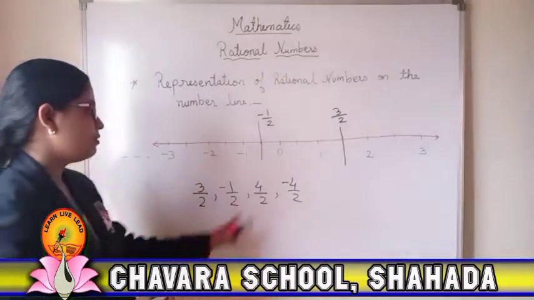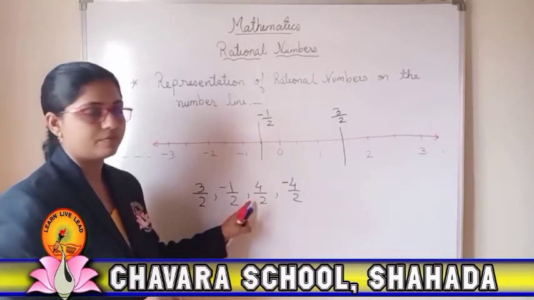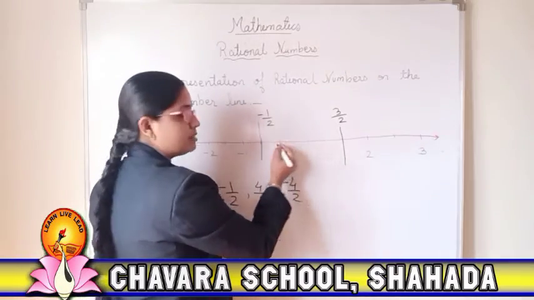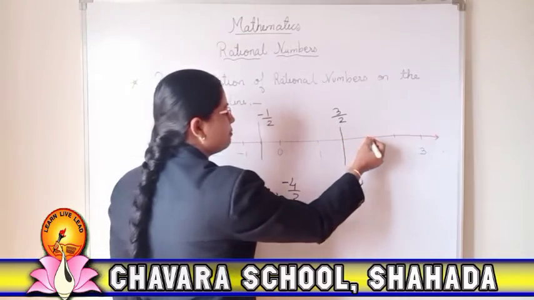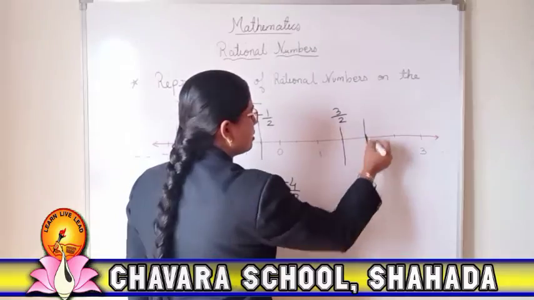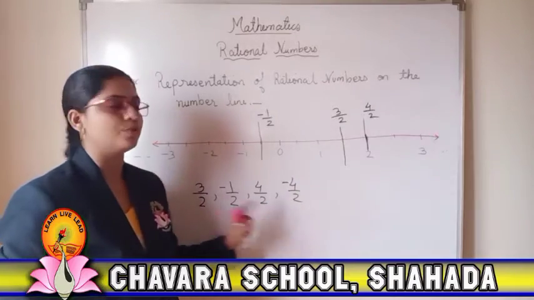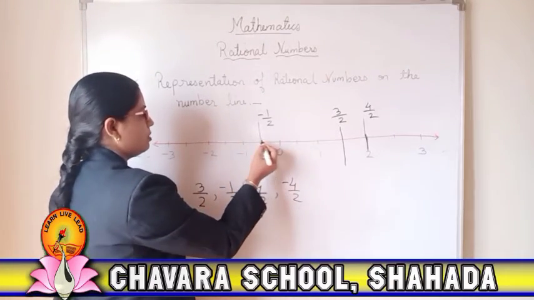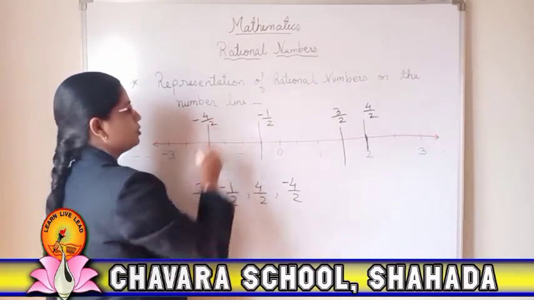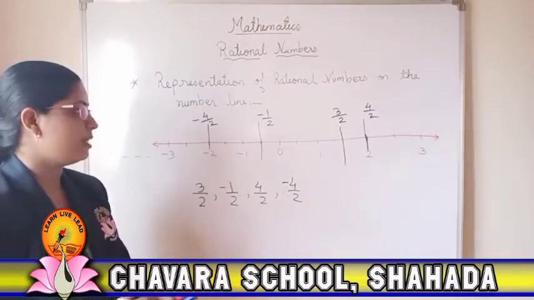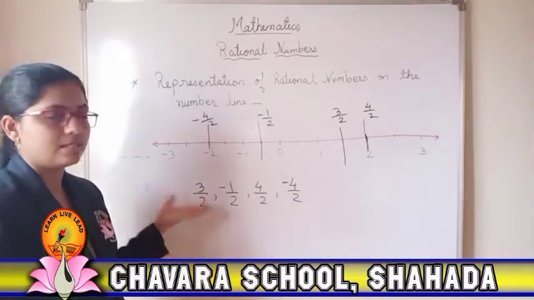The next number is 4 upon 2. So count 4, but where? Positive side. From 0 only you have to count forward. 0, 1, 2, 3, 4. So here will be 4 upon 2. The next is negative 4 upon 2. So negative side. 0, 1, 2, 3, 4. So here will be negative 4 upon 2. So in this way we can mark the rational numbers on the number line. So this way is the representation.